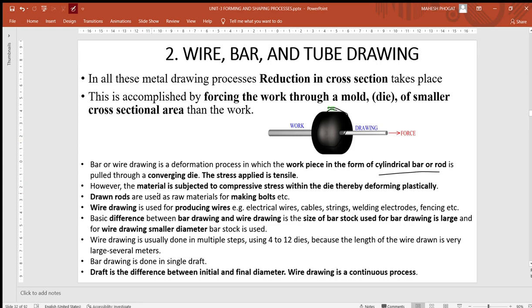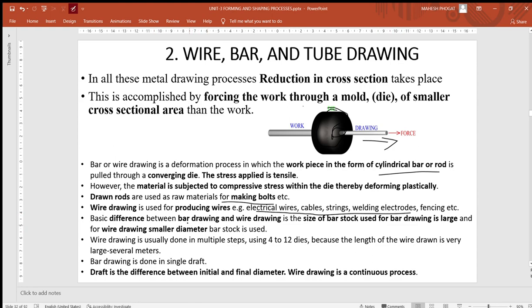The material is subjected to compressive stress within the die, thereby deforming it plastically. So as the tensile stress is applied, on the internal side of the die you will also have compressive stress, because the die is a converging die. Drawn rods help in making bolts. Wire helps in making electrical wires, cables, strings, electrodes, and so on.